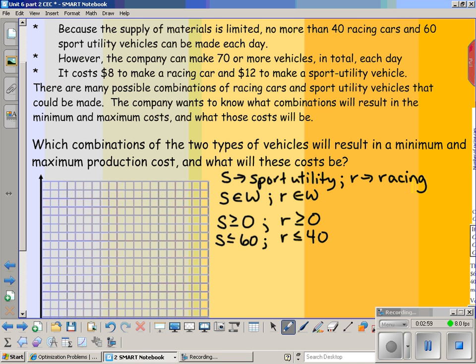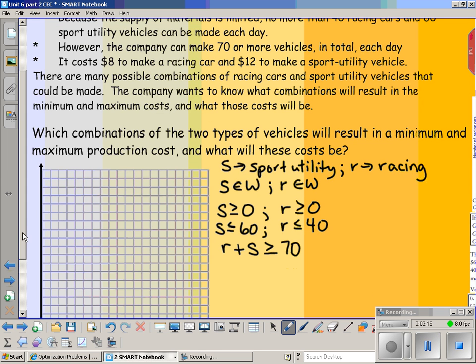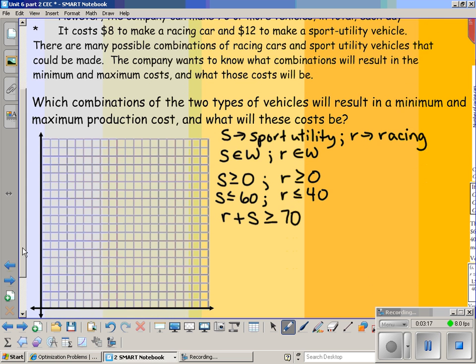The other thing that we know is they can make 70 or more. So if we make both of these together, racing cars plus sport utility, they can make 70 or more, so greater than or equal to 70. So there are our constraints. These are the inequalities we are going to have to graph and find the vertices in the feasible region for.